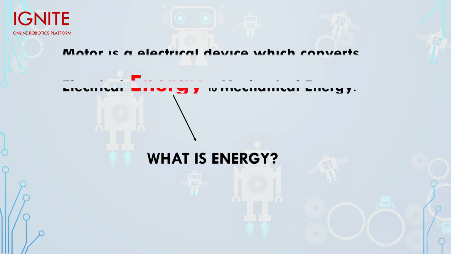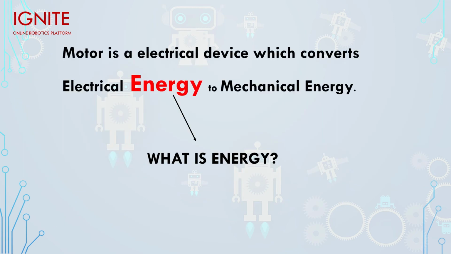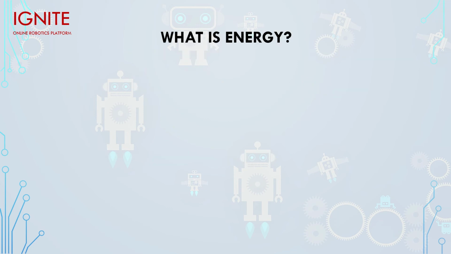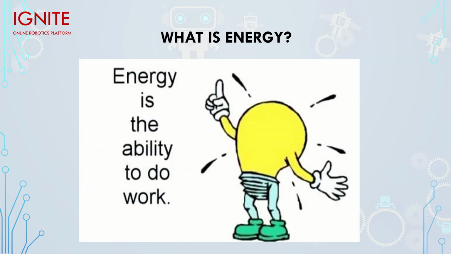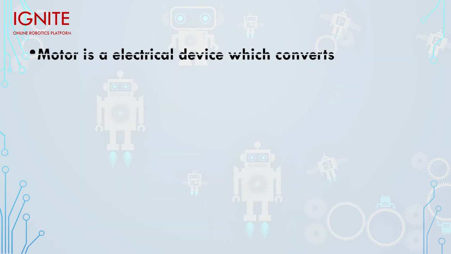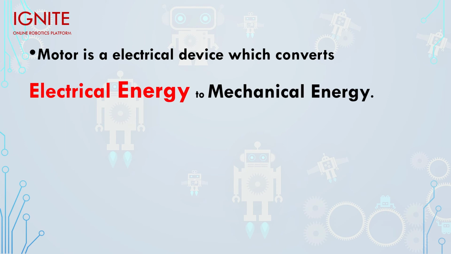First we will understand the word energy. What is energy? Energy is the ability to do work. If you have the ability to do work, it means you have energy. So a motor is an electrical device which converts electrical energy to mechanical energy.